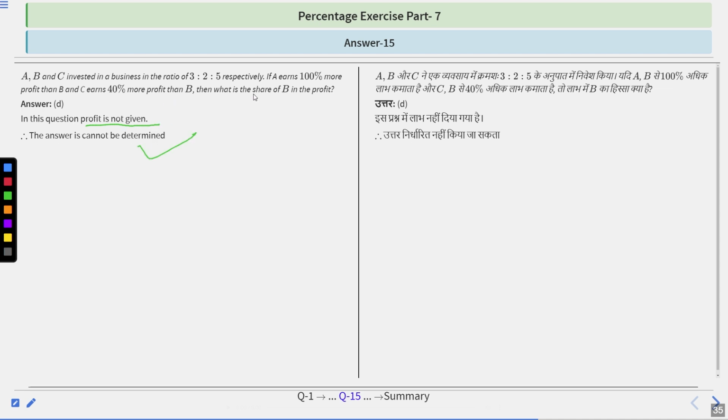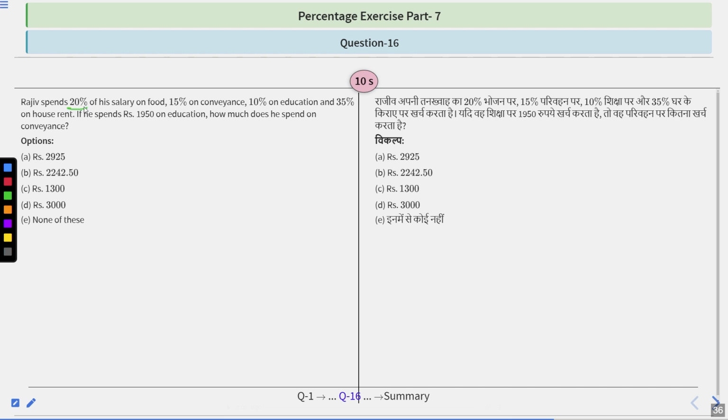Clear? Because this question says that A, B, C invested in 3:2:5, and A earned 100% more than B and C earned 40% more profit than B. So how could we define it? Clearly, if profit is not given, we cannot find the answer. So this answer cannot be determined. D is the correct answer. Next one.